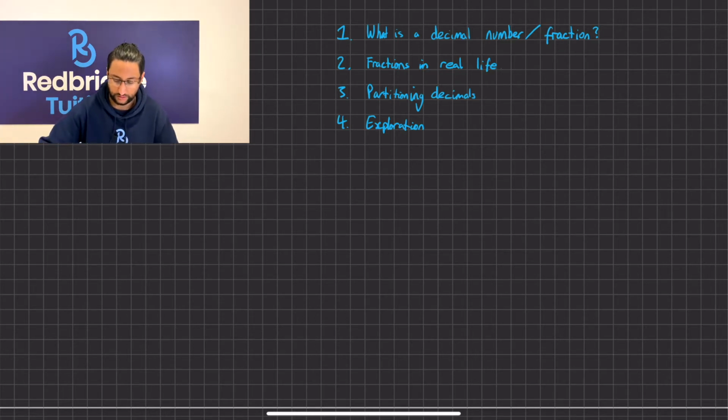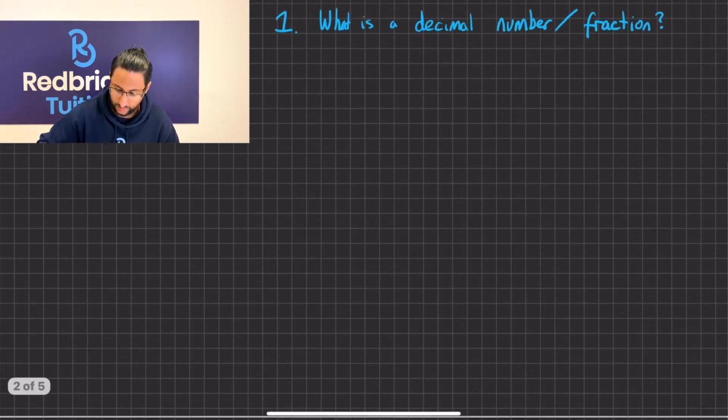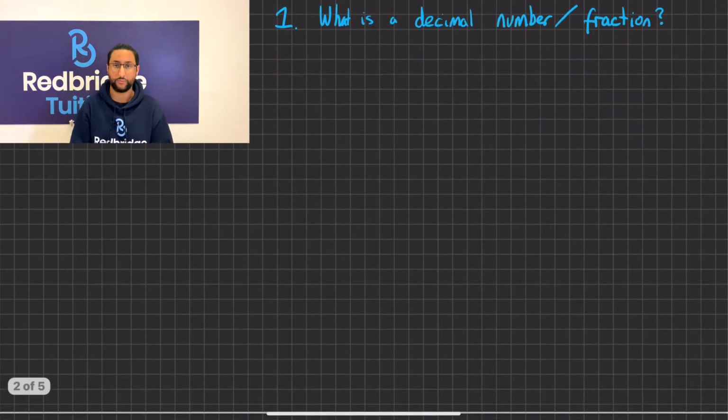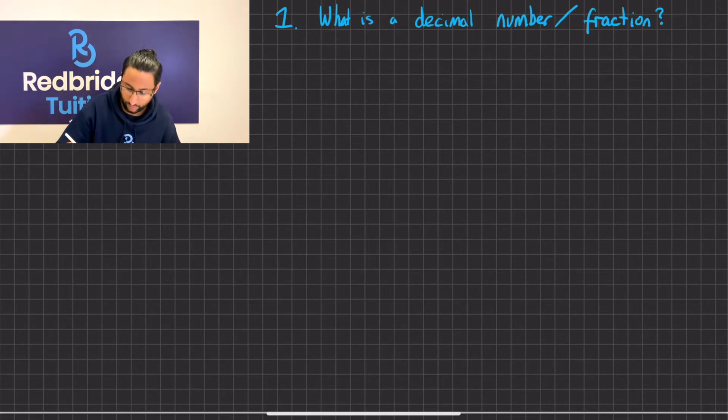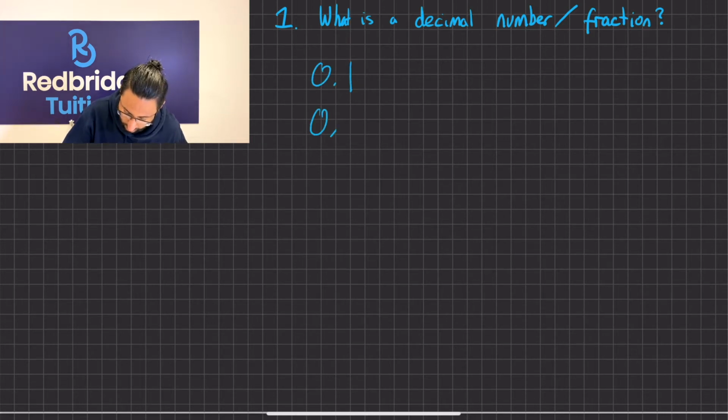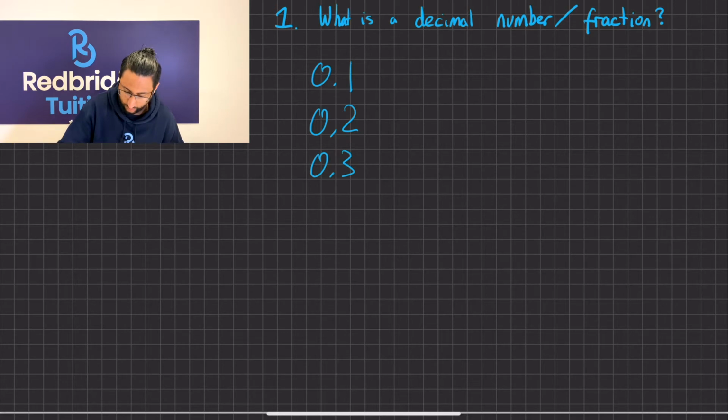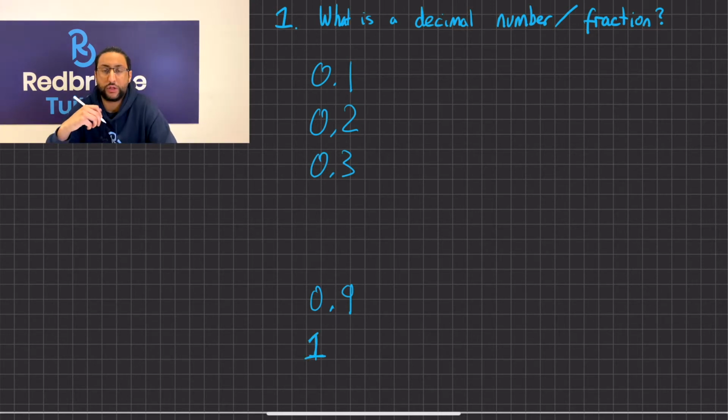So what is a decimal number? A decimal number is a number which is less than one whole. So for example, we would have 0.1, 0.2, 0.3 and so on, all the way until 0.9, and then we'd have our whole number after that. These can also be represented as fractions. Again, fractions are numbers which are less than one whole.